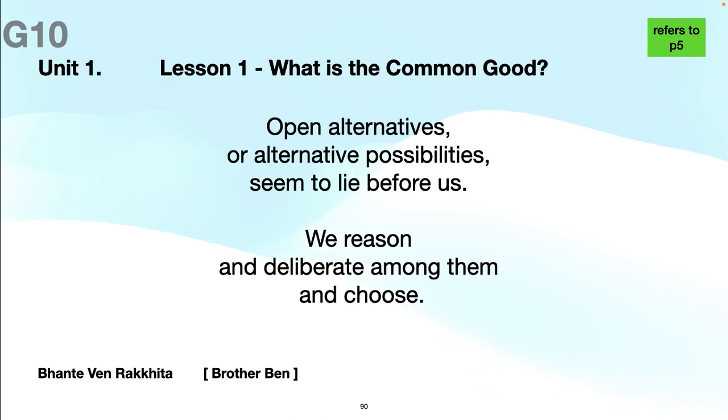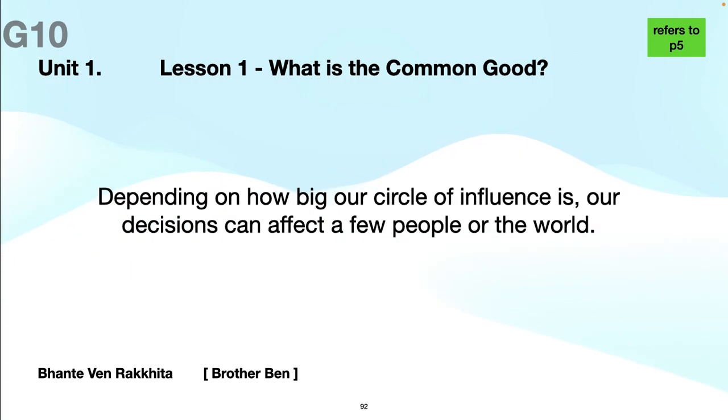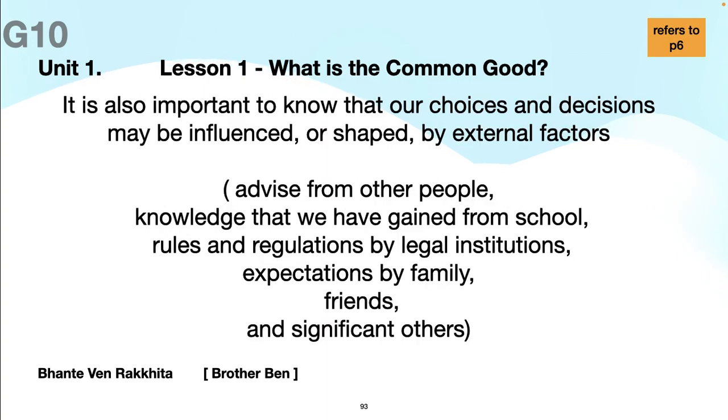Open alternatives or alternative possibilities seem to lie before us. We reason and deliberate among them and choose. However, our decisions have consequences that we must face and accept. Hence, our decisions not only affect us, but also our family, friends, and the community that we live in. Depending on how big our circle of influence is, our decisions can affect a few people or the world.